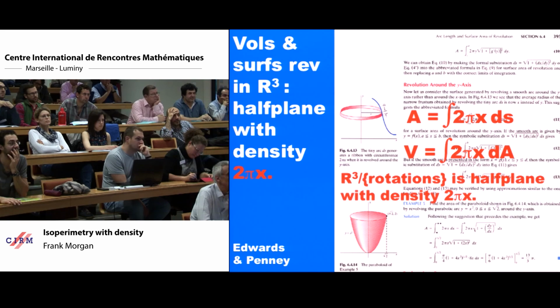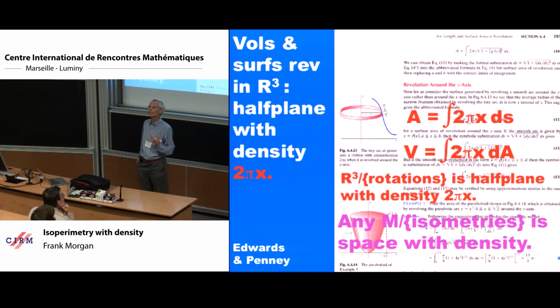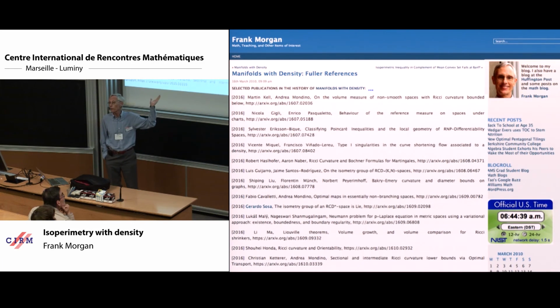And similarly, if you take any manifold and mod out by a group of isometries, then you get a space that has some density. But density comes up all over the place now. I was trying to keep on my blog a list of papers on the subject. There have been over 40 this year already. I can hardly keep up with it all. So why is this, I wondered?